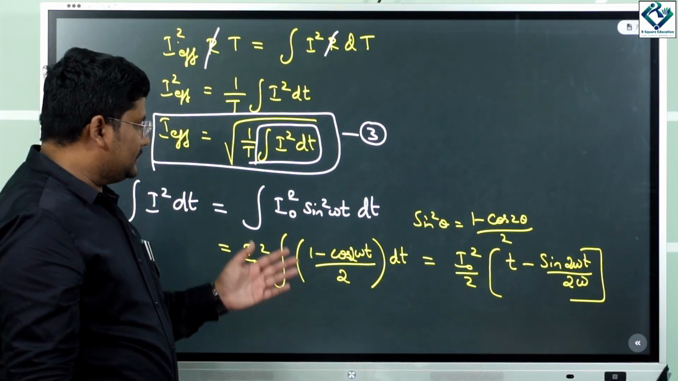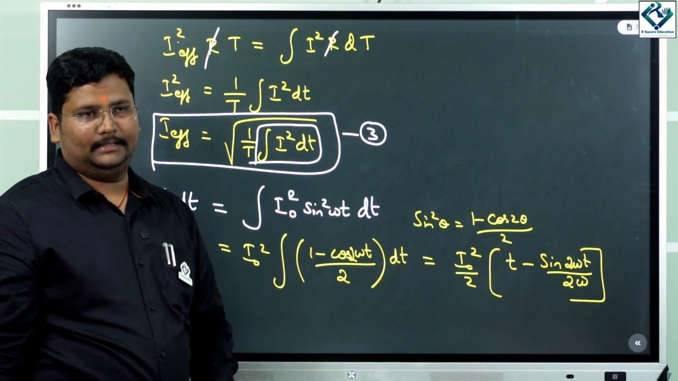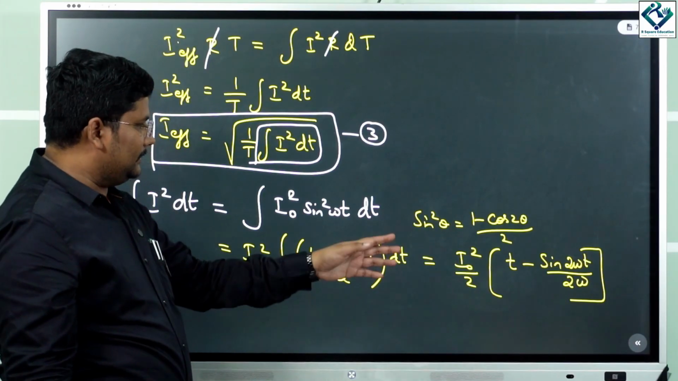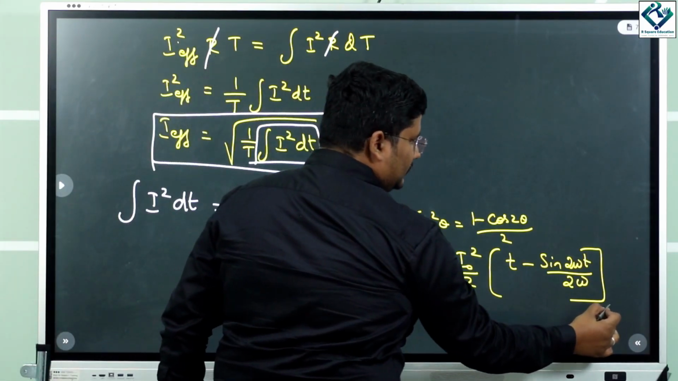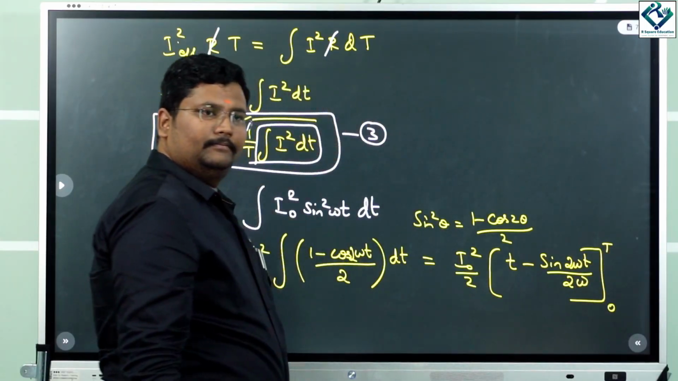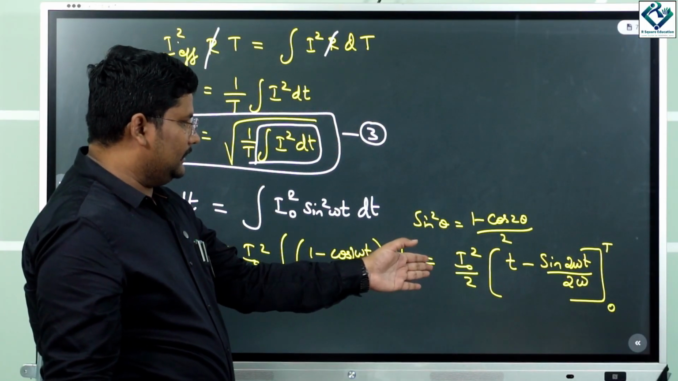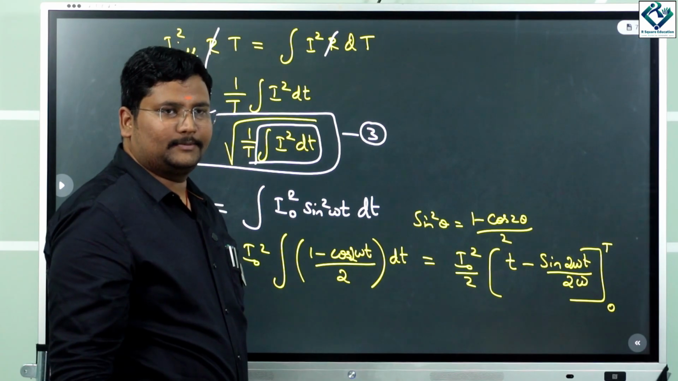Okay? So this is going to be for the complete cycle, correct? So I can replace this as 0 to T, right? So what can I do with this? Further I can substitute the limits now.